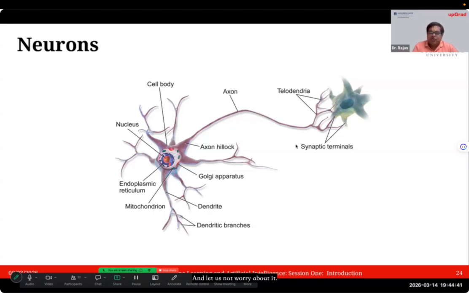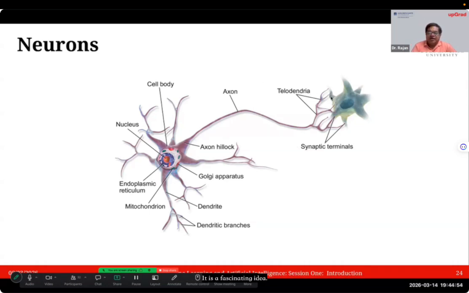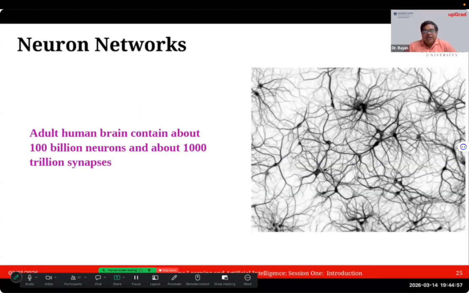And let's not worry about it. In your next course on deep learning, depending upon the faculty you get and your interest, you can learn the biology of it a little bit deeper. It's a fascinating idea.